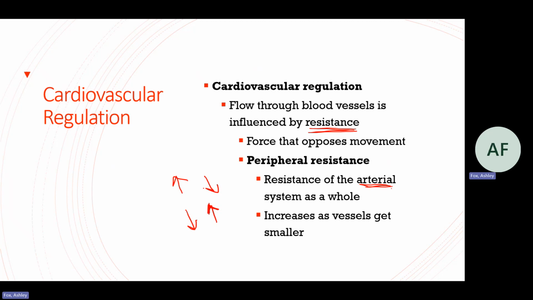Think of it as an area in a neighborhood where you have a bunch of speed bumps. Not that there are speed bumps in the vessels, but just think of it that way. This is going to slow you down a lot because of the resistance of the speed bumps, versus if you just have a straight road, nothing's impeding you, and you can go a lot faster. Just think of it that way. Peripheral resistance is something in the way slowing you down.